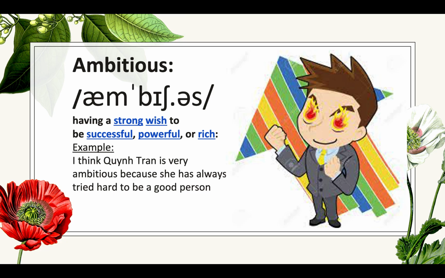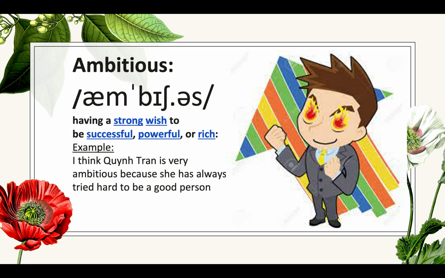For example, I think Wenzhang is very ambitious because she has always tried hard to be a good person. Ambitious, right? Ambitious means you have a strong wish to be successful, powerful, or rich. In the past, we had a lot of people who were very ambitious. If you want to be successful, you need to be ambitious. Like you really want to be rich, you want to prove yourself to others. So ambitious. The first one, ambitious.